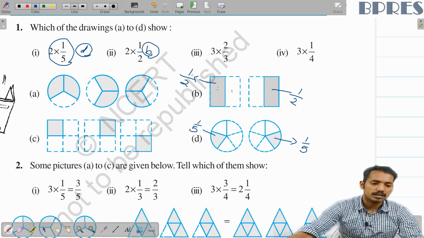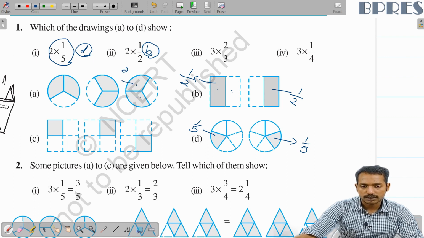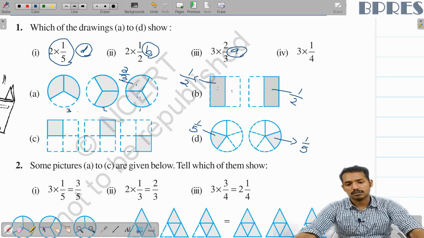And for the third one, see 3 into 2 by 3, 3 times of 2 by 3. You see, he has given here, this shaded portion is 2 portions out of 3 portions. So the shaded portion represents 2 by 3. How many 2 by 3s are there here? 1, 2 and 3. So 3 times of 2 by 3 will be equal to this. So the correct figure is figure A. Similarly, you can try option number 4 yourself.